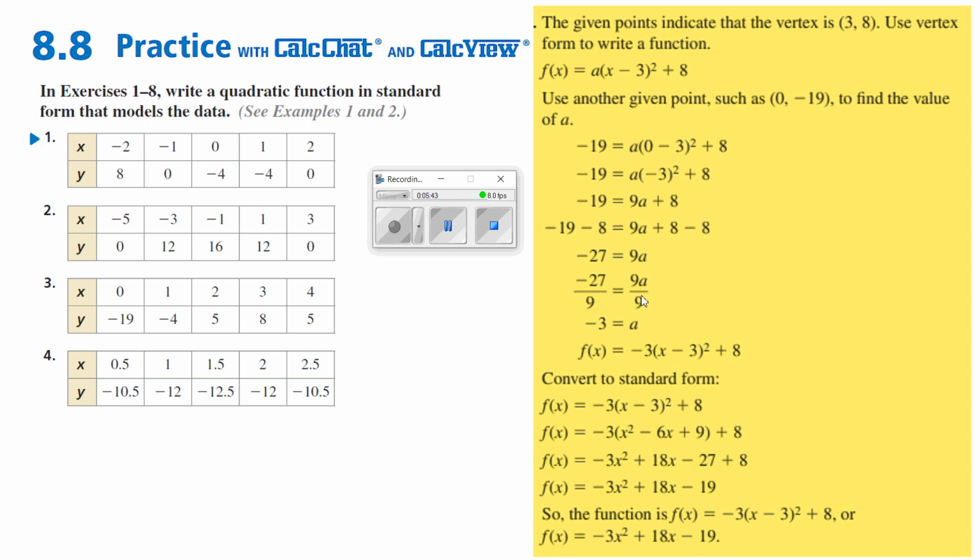Now I'm going to divide 9 away from both sides. And negative 27 divided by 9 is negative 3. So we know now that we're going to have to replace a with negative 3. So we have negative 3 times x minus 3 squared plus 8. We're going to go ahead now and convert this to standard form.